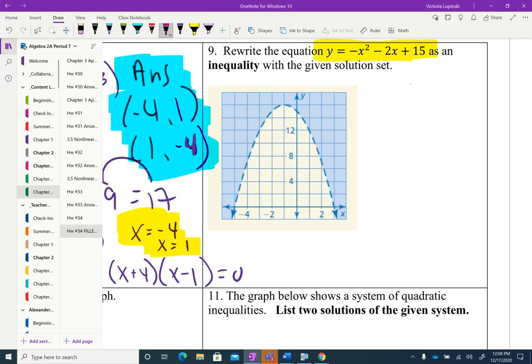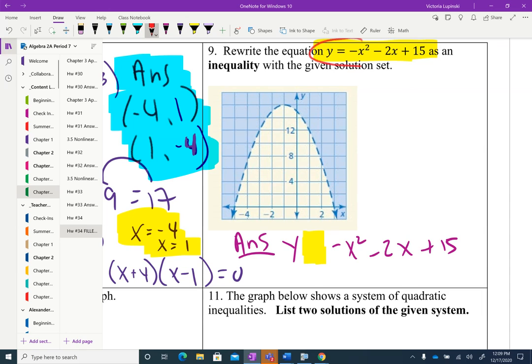So the answer should be y and then negative x squared minus 2x plus 15. And basically, I'm trying to figure out what goes in between them. Should it be a greater than, a less than, a greater than or equal to, or a less than or equal to? So a couple different ways for me to decide that. But again, a couple of other reminders.